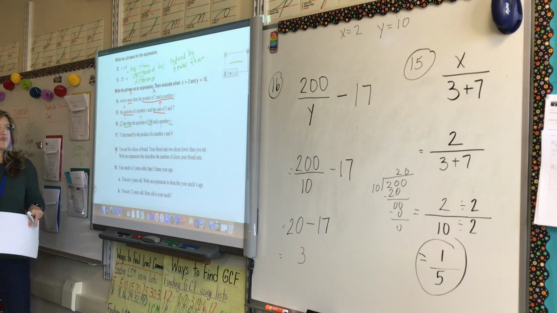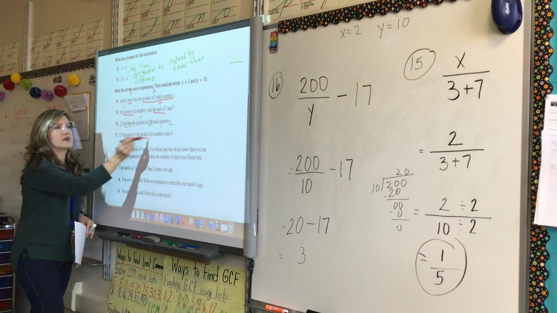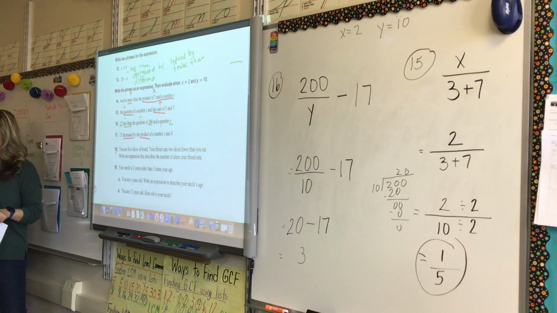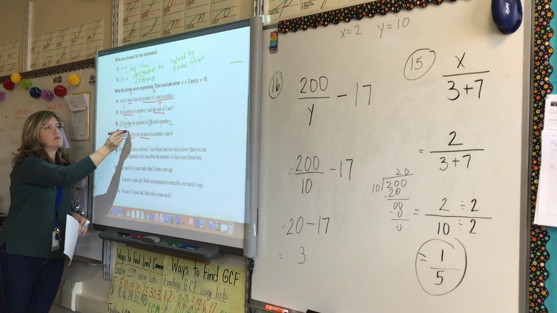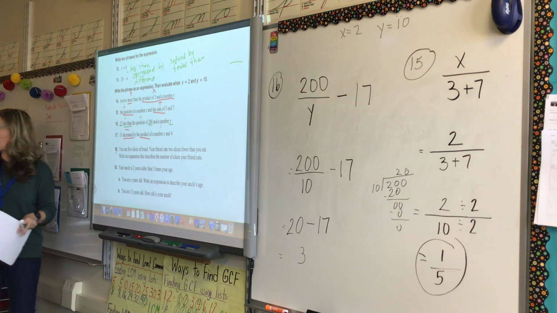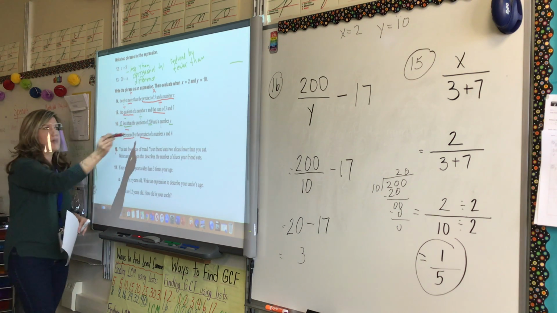Circle it. 15 decreased by the product of a number x and 4. So decreased, is it addition, subtraction, multiplication, or division? Subtraction. So decreased means subtraction. Product, keyword, what's it tell us to do? Multiply. Yeah. Product means multiply. Okay.